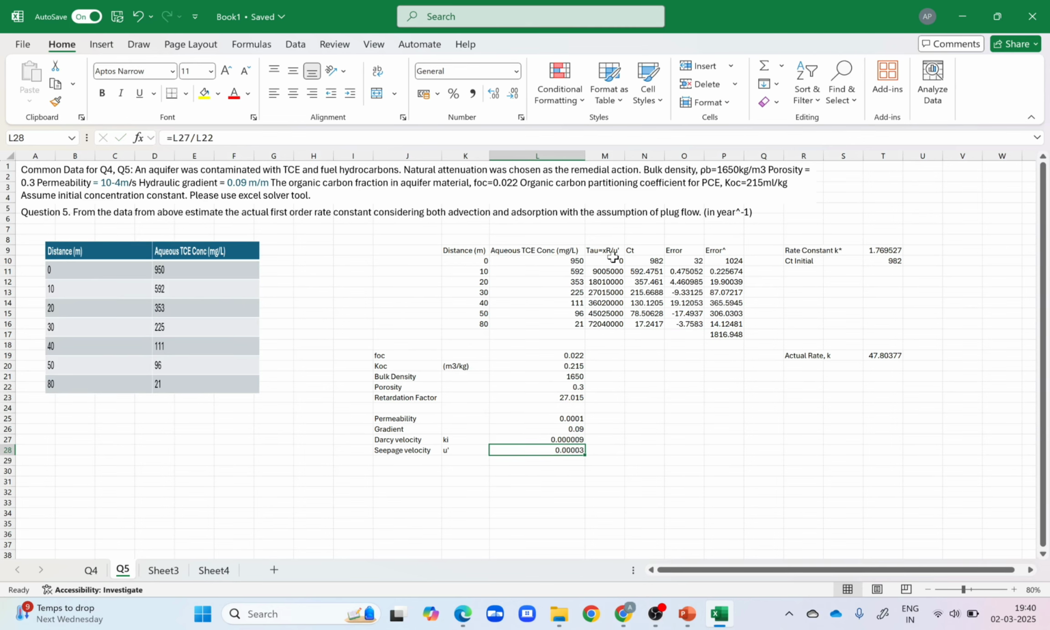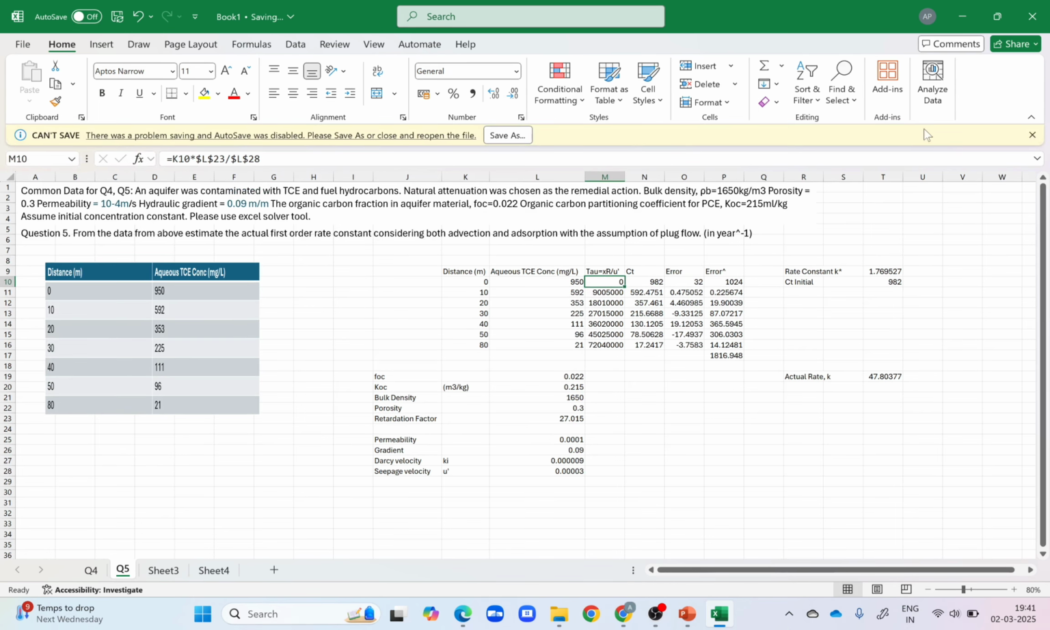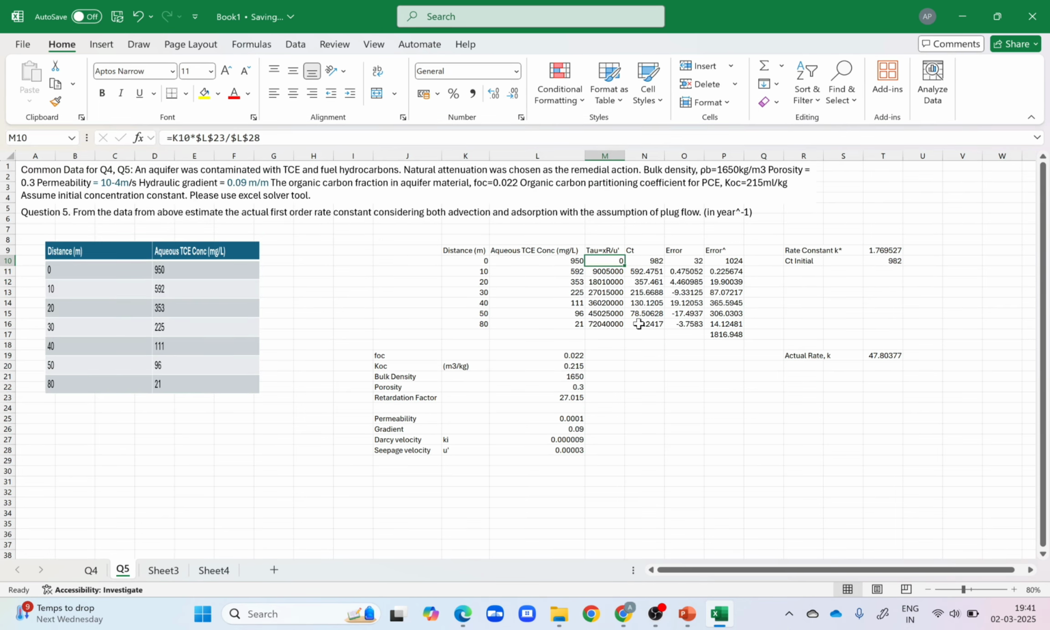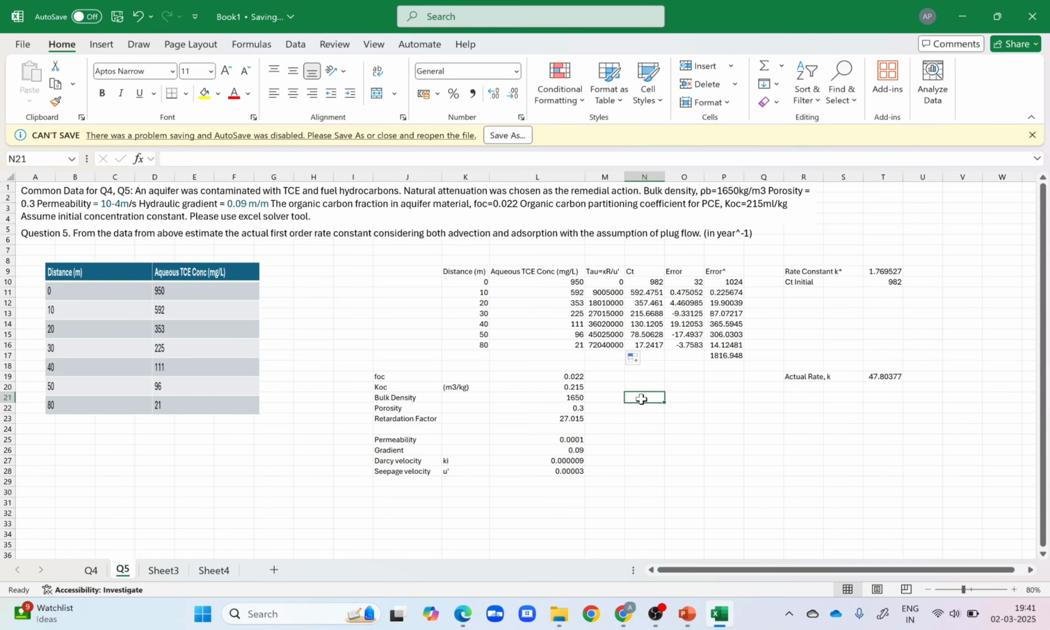So now we can find out tau. Tau is x, and x is 0 here, into retardation factor, which is 27.05, divided by u dash, that is the seepage velocity. So I have written the formula here. We will put the seepage velocity and R in dollar signs because this is the same for all the x values. So we can drag it and get the required tau values.